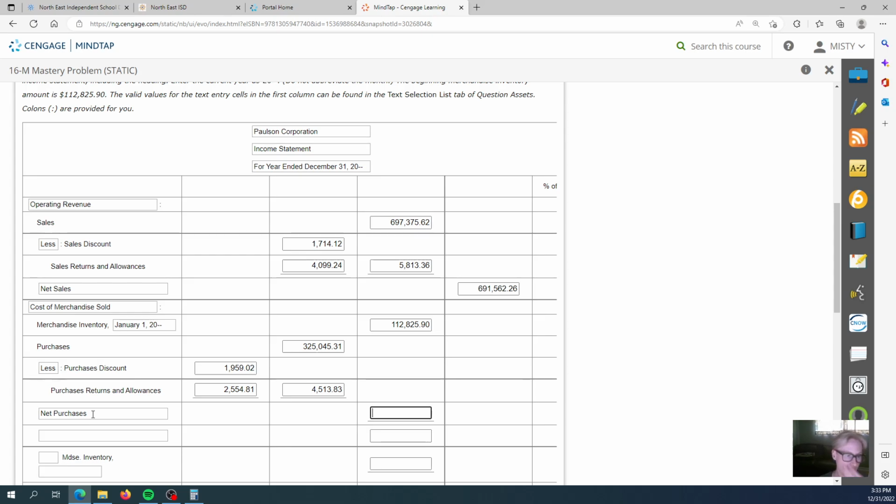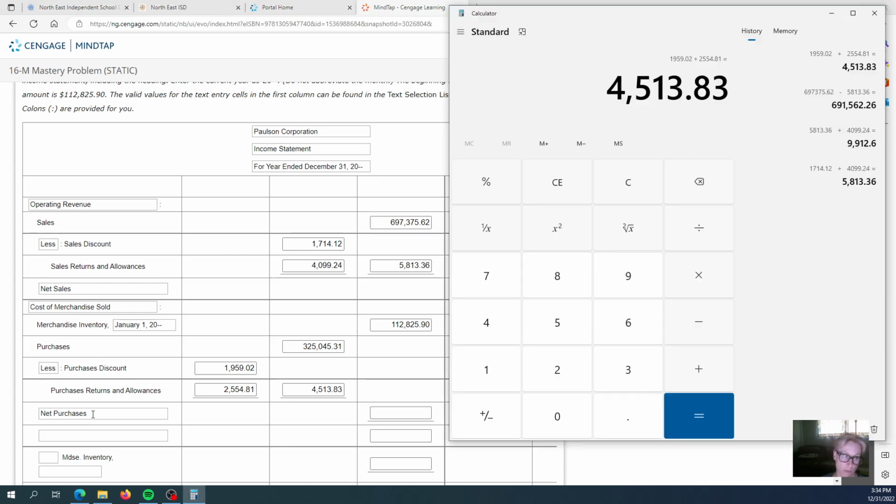Okay, how would we calculate our net purchases? We have our merchandise inventory, what we started with. We have what we purchased. We have the discount and returns and allowances. So in our net purchases, we're going to take that 325,000 and we're going to subtract that 4,500. Okay, and we'll end up getting the... Let's see what that amount is going to be.